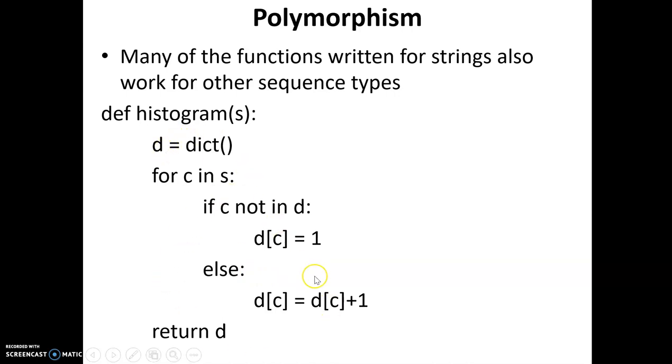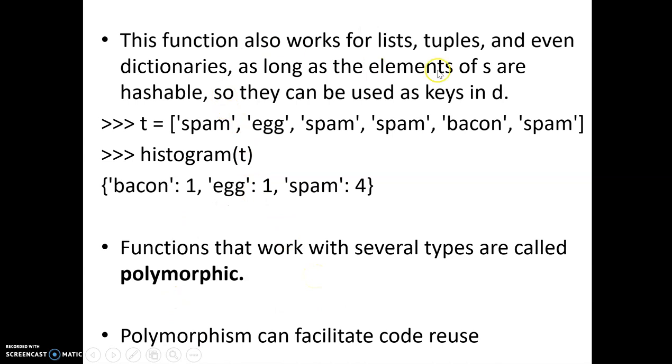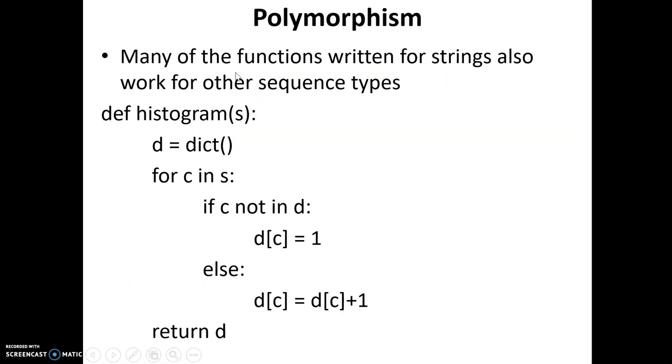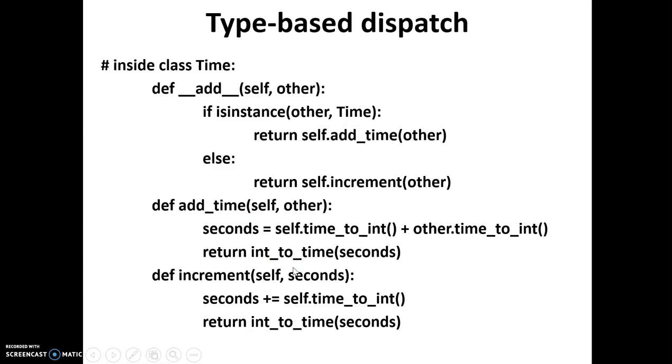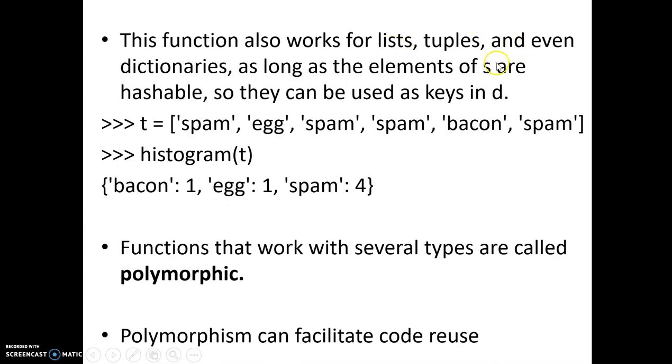If you execute the same function on different data types apart from strings, such as lists, tuples, or dictionaries, as long as the elements are hashable, it is going to work. It will even create a dictionary for them. Such functions that work with several types are called polymorphic, and polymorphism can facilitate code reuse.